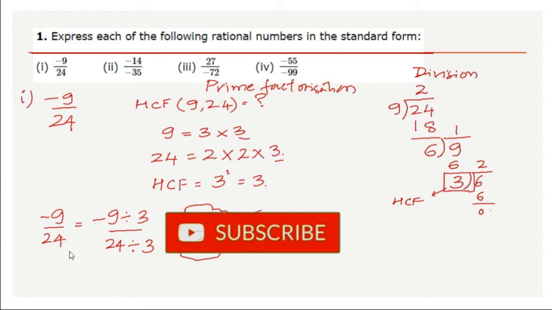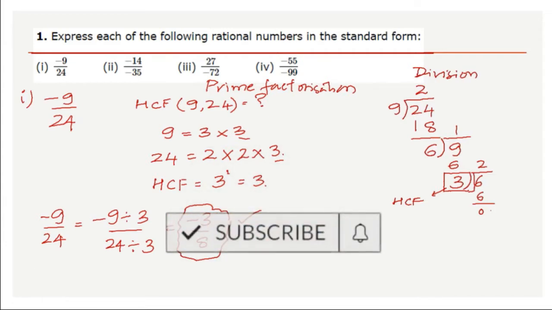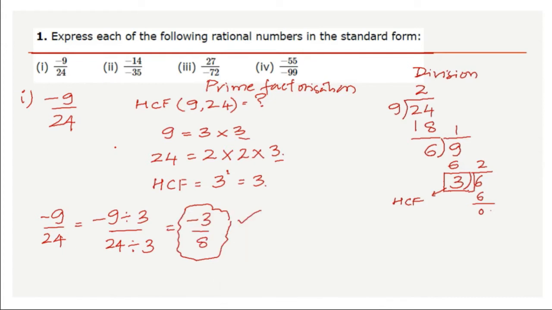Hello students, let us continue the session on rational numbers. In the previous session, we had discussed a question to express the rational number in the standard form. We have learned that we need to divide both the numerator and the denominator by the highest common factor or the greatest common divisor, and we get the given rational number in the standard form.